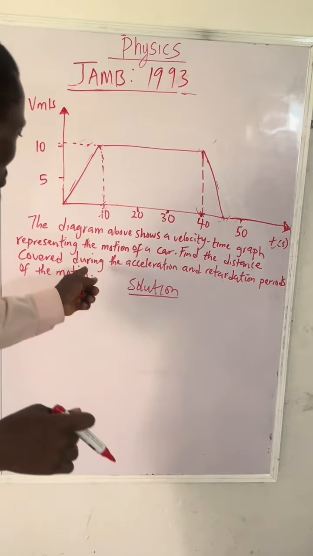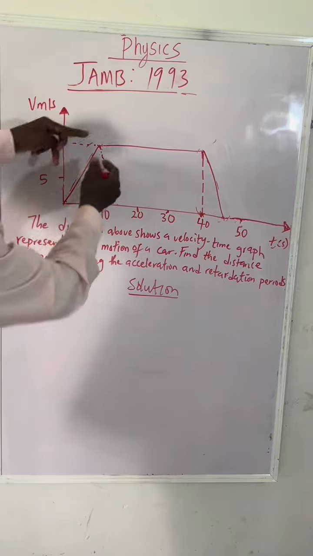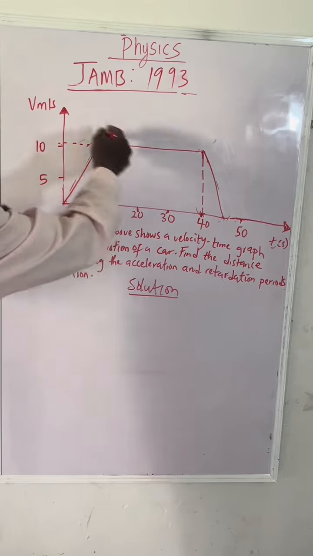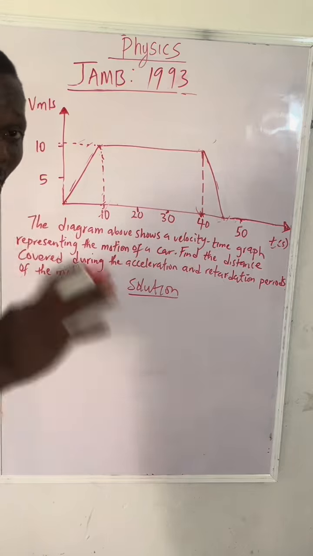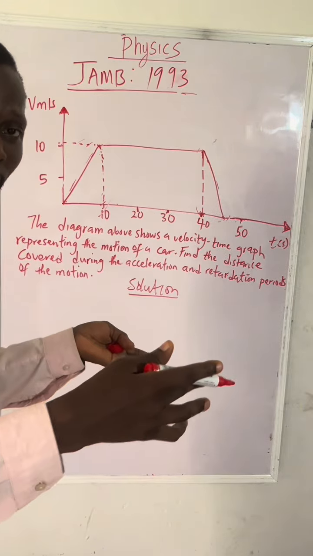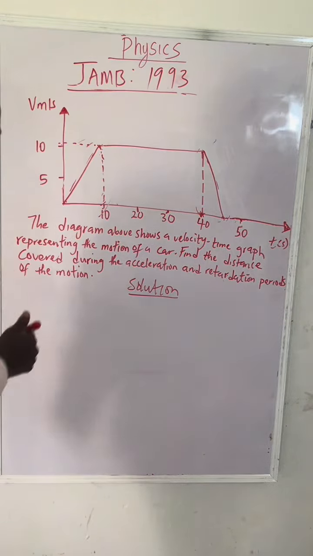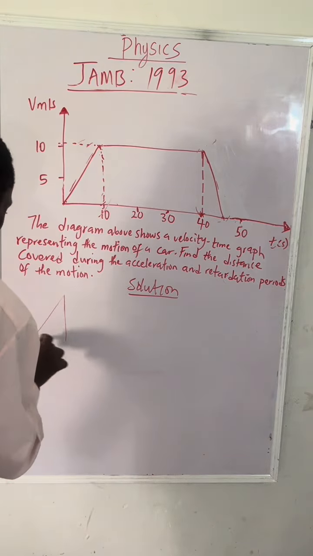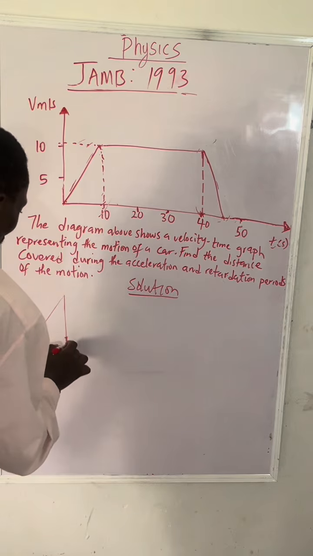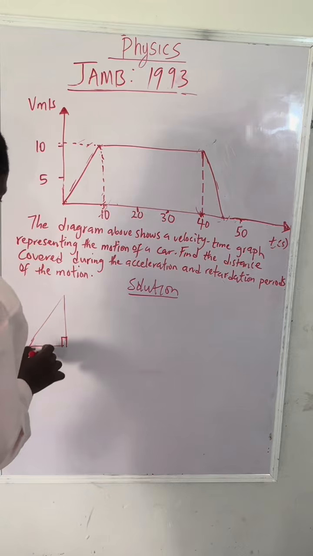The question only asks us to find the distance covered during the acceleration, which is the area of this triangle, and during the retardation, which is the area of this triangle also. So we're going to find each separately and add together, and that's our answer. So now, if you bring out this triangle, you're going to have something like this. From here to here is 10. You can see here you have 10.